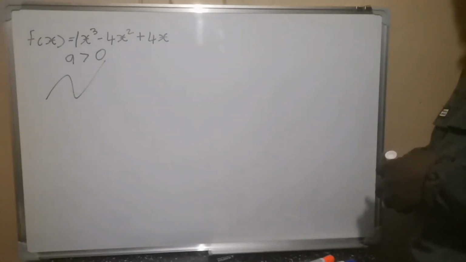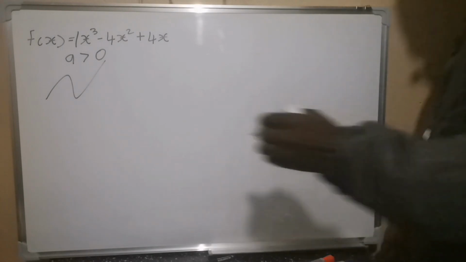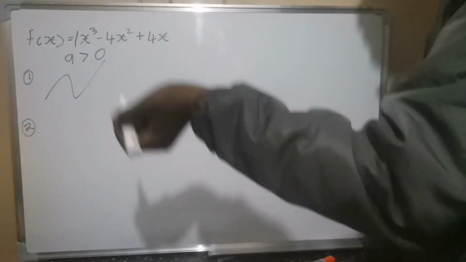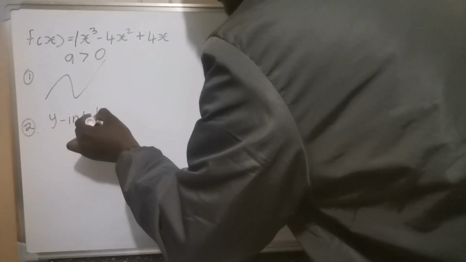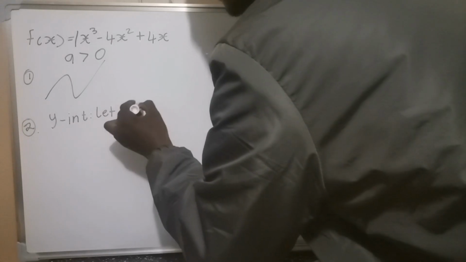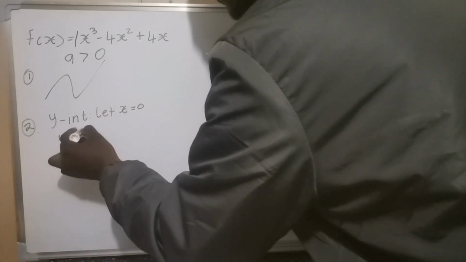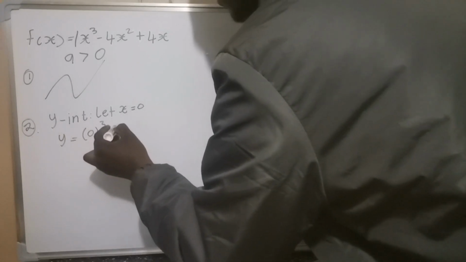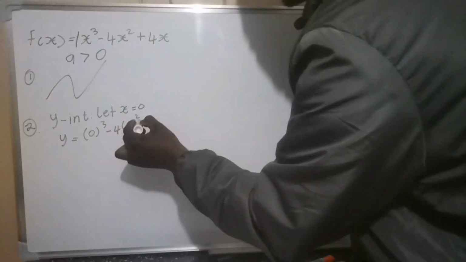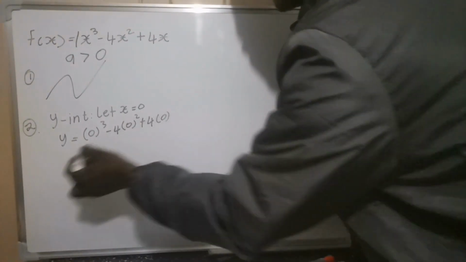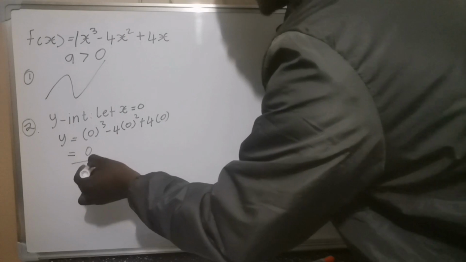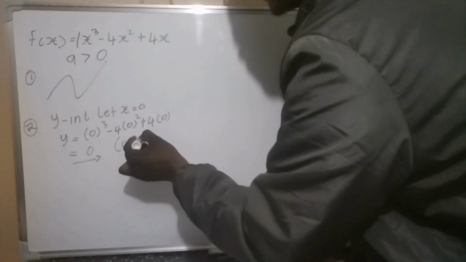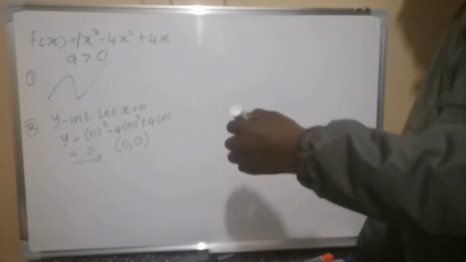Step number 2, intercepts. X-intercept and y-intercept. Y-intercept is so simple again. For the y-intercept, you let x be 0. So y equals 0 cubed minus 4 times 0 squared plus 4 times 0. Our answer is 0. Therefore, the coordinates of our y-intercept are the origin, (0, 0). That means our graph will touch the y-axis at the origin.